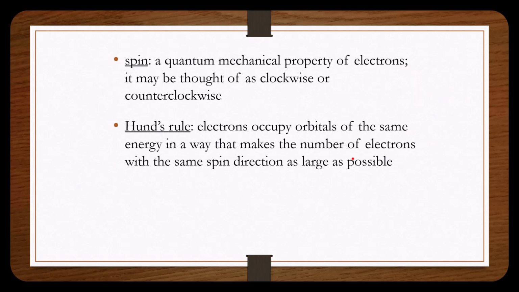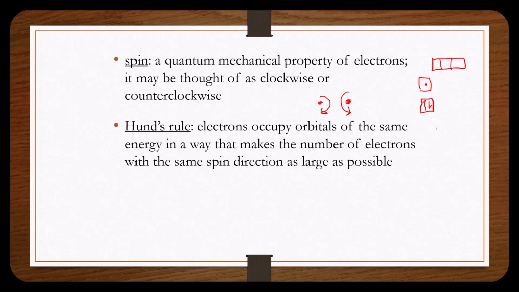Spin is a quantum mechanical property of an electron. It may be thought of as clockwise or counterclockwise. So one arrow going up would indicate one direction, and one arrow going down would indicate another direction, or clockwise and counterclockwise. Hund's rule: electrons occupy orbitals of the same energy in a way that makes the number of electrons with the same spin direction as large as possible.